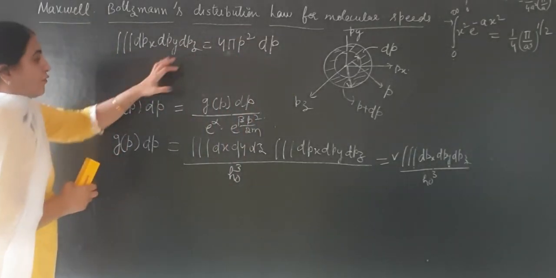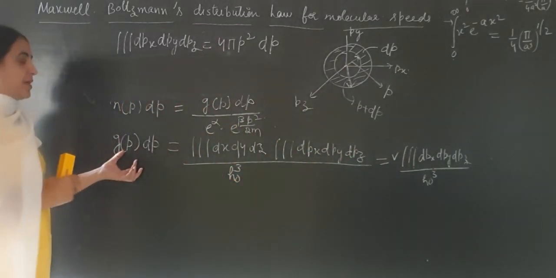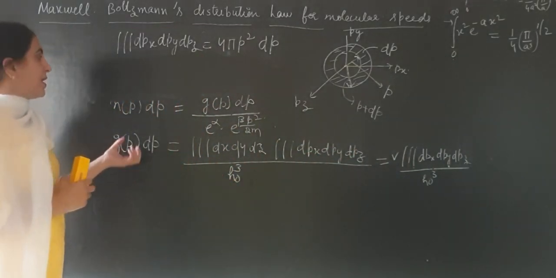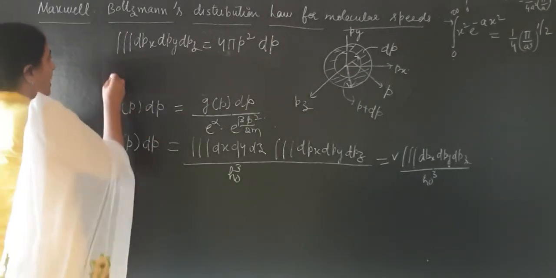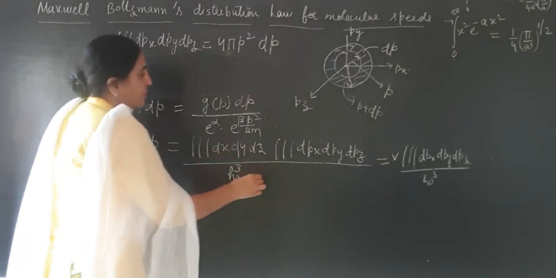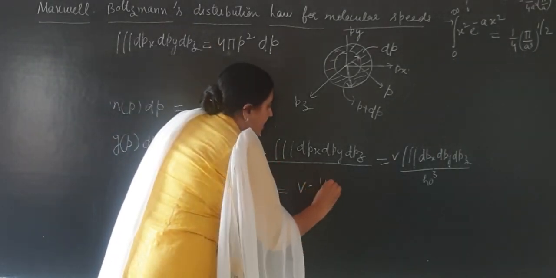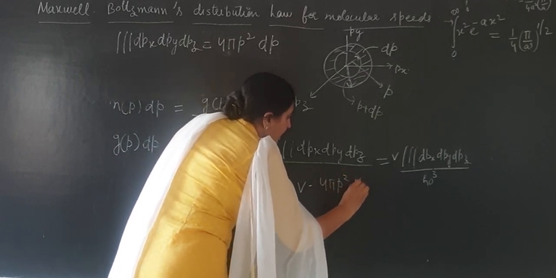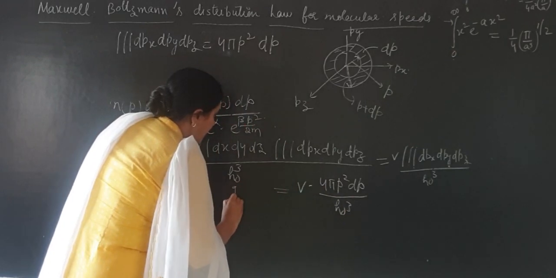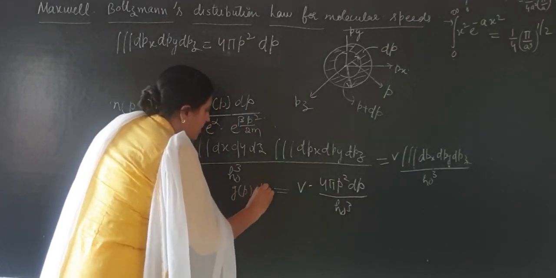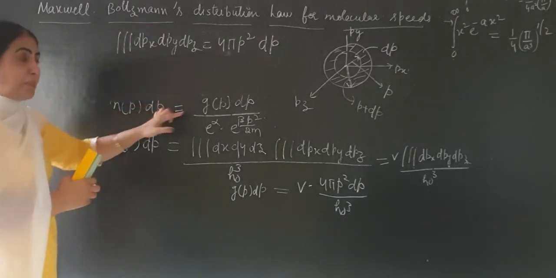So put the value of this volume here. You will get the number Gp dp, which we want, and then we put this value in Np dp. So this implies Gp dp is equal to V into 4 pi p square dp divided by h naught cube. So this is Gp dp. So put the value in this expression.